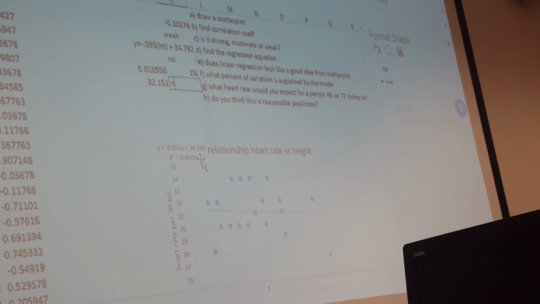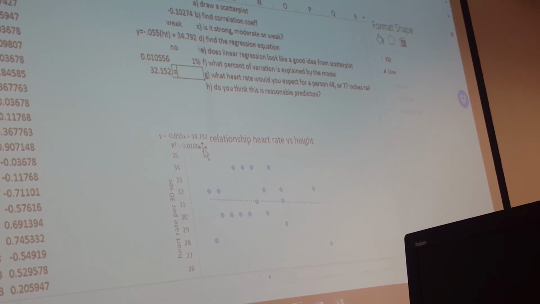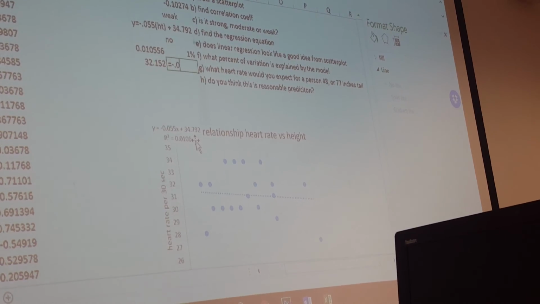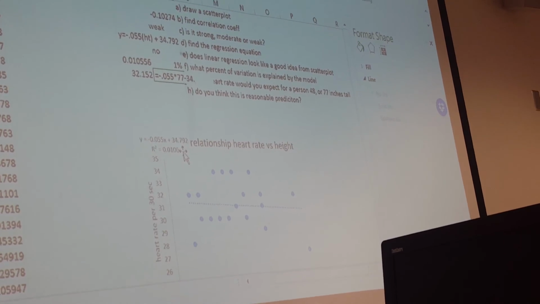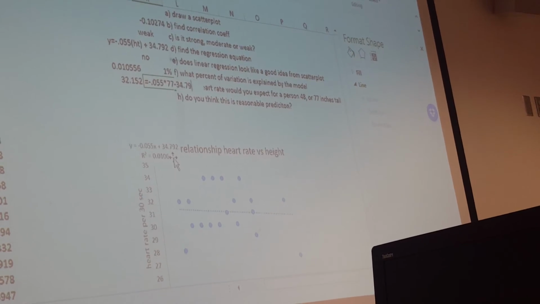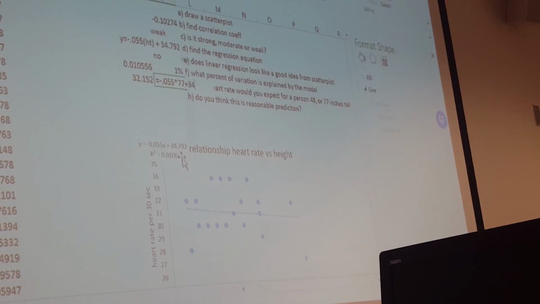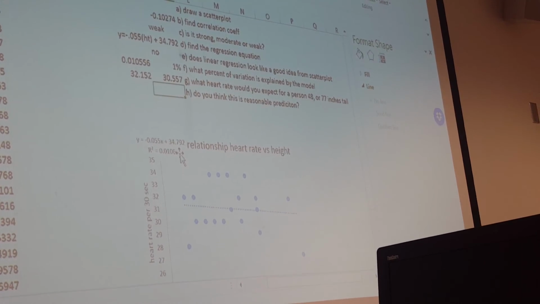A person who is 77 inches tall, so that's 6'5", about my size, would be, just put the same thing in but put 77. Negative 0.055 times 77 plus 34.792. So you'd expect a taller person to have a slightly lower heart rate, 30 and a half.